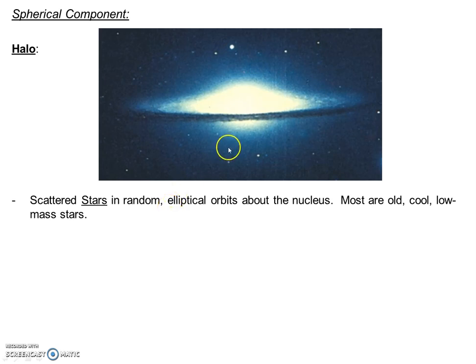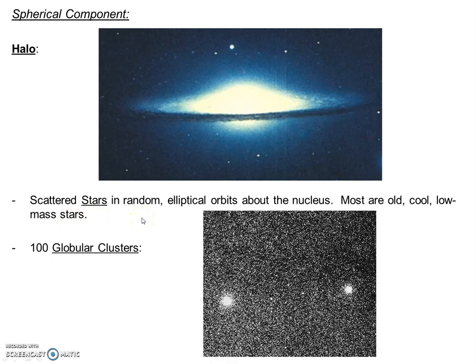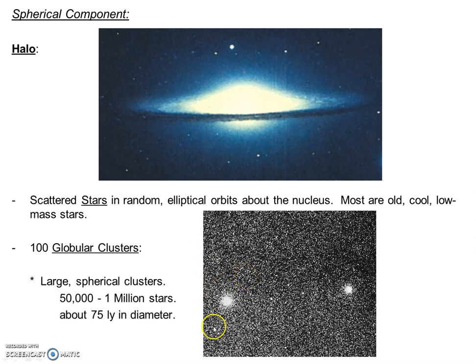Most are made of mainly very old, cool, lower mass stars and red giants. There's about 100 or so globular clusters, give or take a few. Again, these globular clusters, and here's a picture with 2 clusters in them, very close to the galactic bulge. They tend to be anywhere between 50,000 to 1 million stars. They tend to average about 75 light years in diameter, and they are highly concentrated with stars at the very center. They're almost like miniature galaxies.